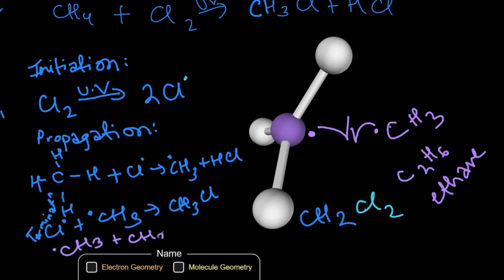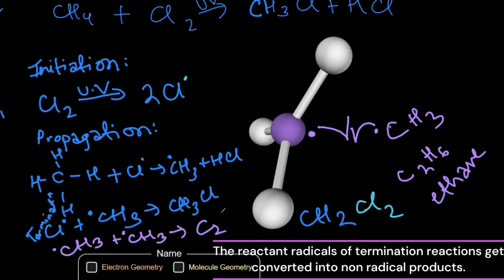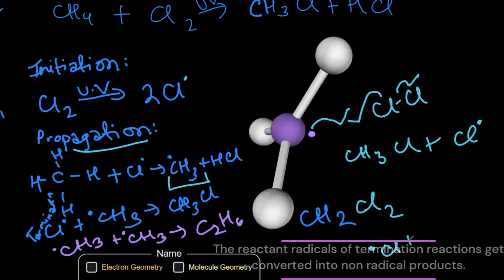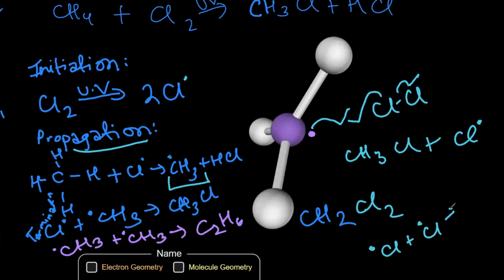Termination reaction is basically the reactions which occur where the free radical electrons, which is basically the unpaired electron in the outer shell of these atoms, get bonded and paired up with another unpaired electron. Cl free radical reacts with another Cl free radical and gives Cl2. And this is a termination step, because again, it's getting rid of the free radicals.